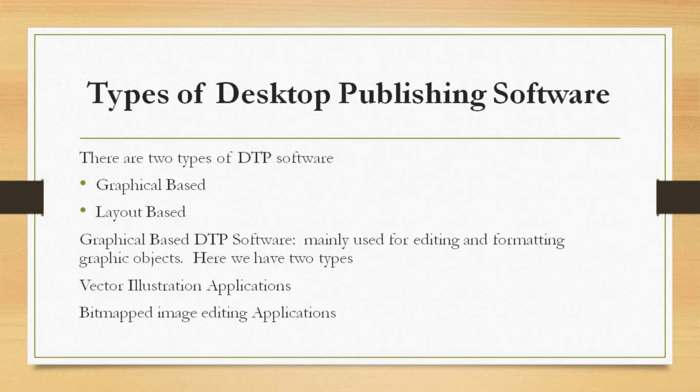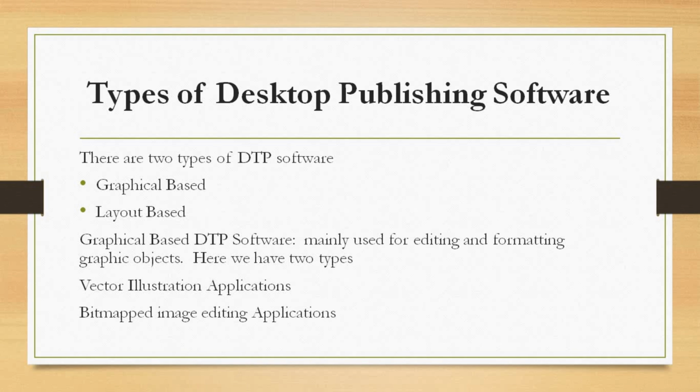So next, moving on to types of desktop publishing software. There are two types of DTP software. One is graphical based, the other one is layout based. Graphical based DTP software is mainly used for editing and formatting your graphic objects. And here we have two types, that is vector illustration application and bitmap image editing application, which you already know about.